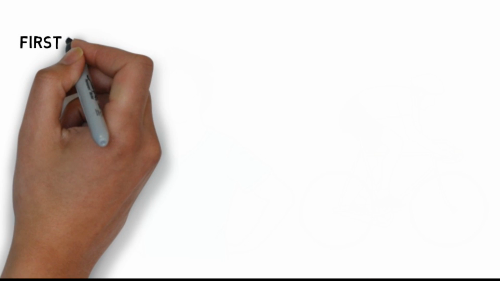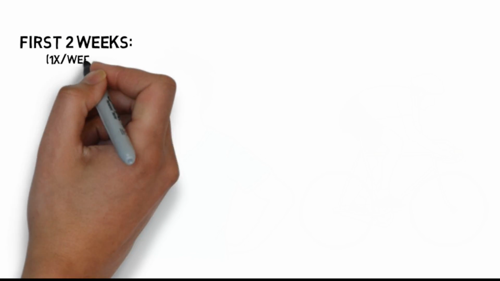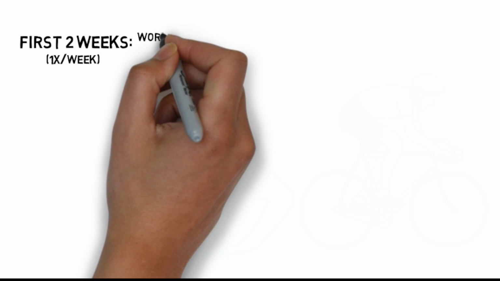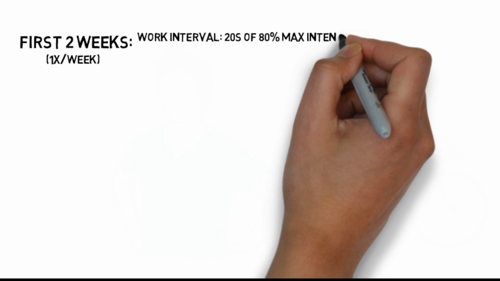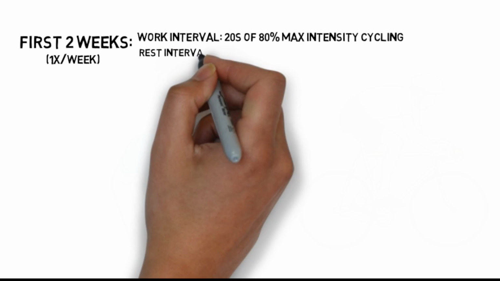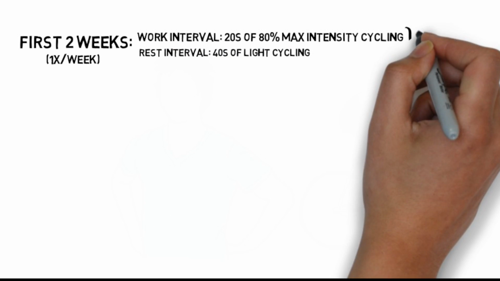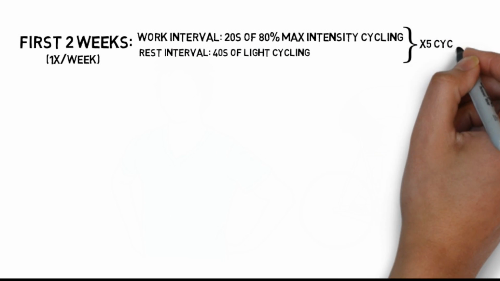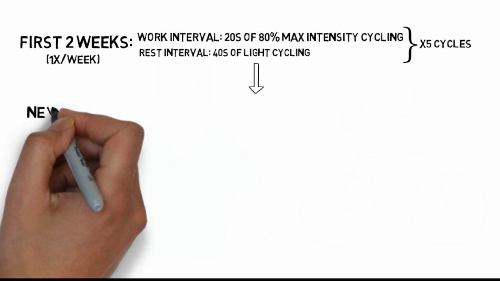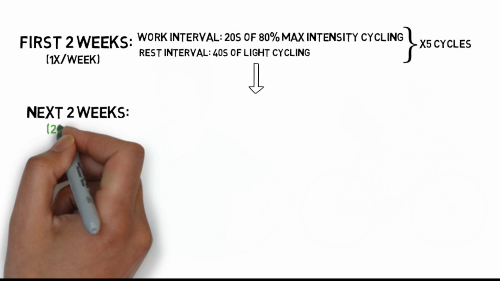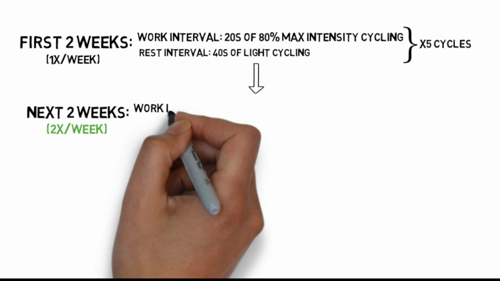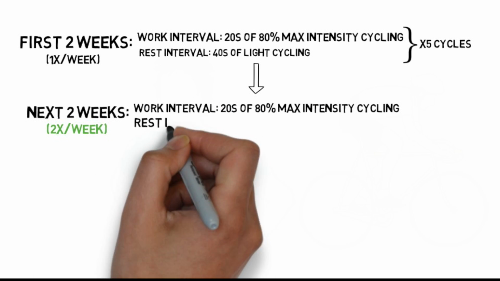So I would suggest that John start out with 1 HIIT workout per week. A good starting point for his HIIT workout would be 5 cycles of 20 seconds of 80% of all-out intensity cycling for the work period, and the 40 seconds of light cycling for the active rest period. After around 2 weeks of this, John should increase the frequency of his workout from 1 time per week to 2 times per week and do this for another 2 weeks.